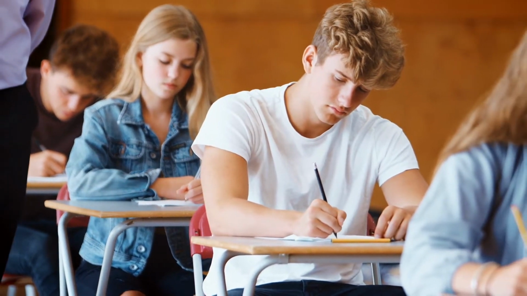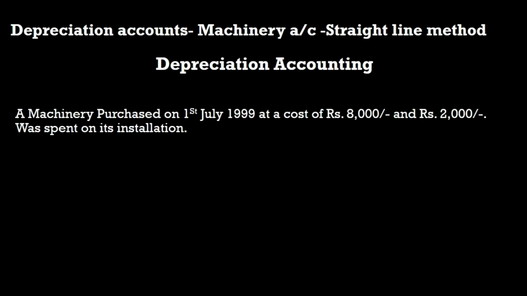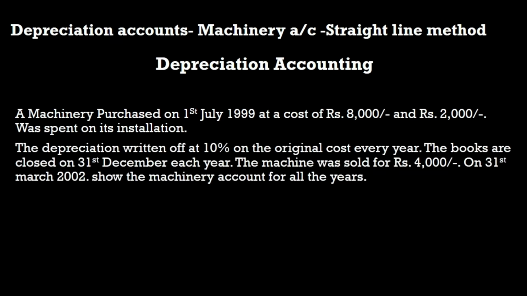Okay, you can see this depreciation accounting example: a machinery purchase was done on 1st July 1999, correct, at a cost of 8,000. This is the example, that's why I made a small amount. Okay, 8,000, and rupees 2,000 was spent on installation. They purchased the machine at a cost of only 8,000, but they spent 2,000 for the installation charge. Then depreciation is charged at 10 percent on original cost every year.